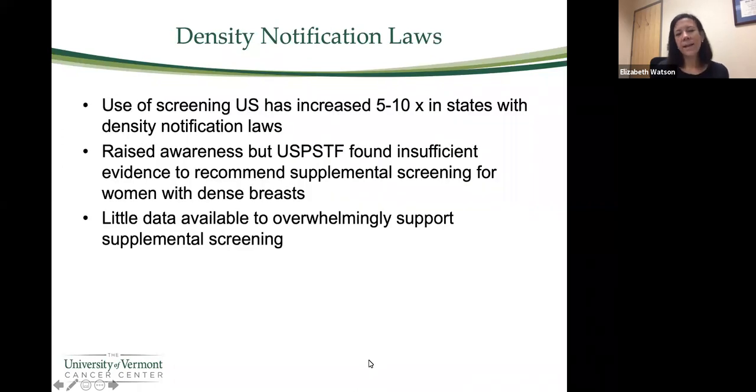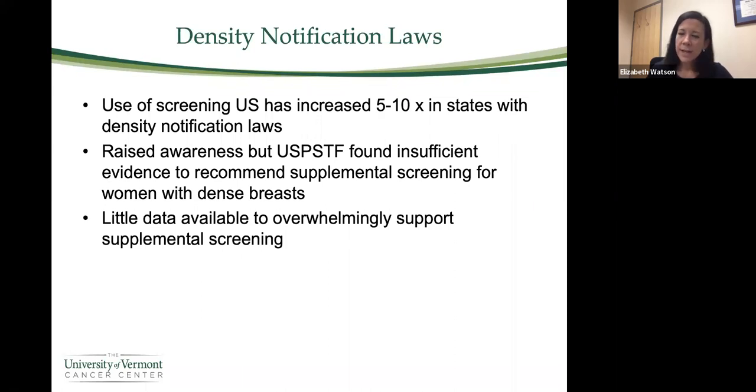And so how have these sweeping laws that have come into effect in our country changed our usage of screening? Well, it's increased it quite a bit, as you can probably imagine. The use of screening ultrasound has increased about 5 to 10% in those states that do have density notification laws, which is great. But while it's wonderful that the advocacy and legislation have swept throughout the country, and people are becoming a lot more aware, unfortunately, the scientific literature has not caught up.